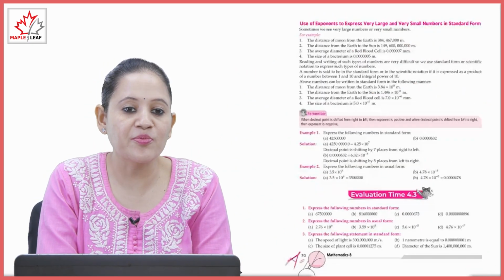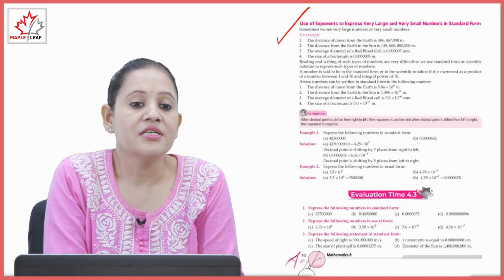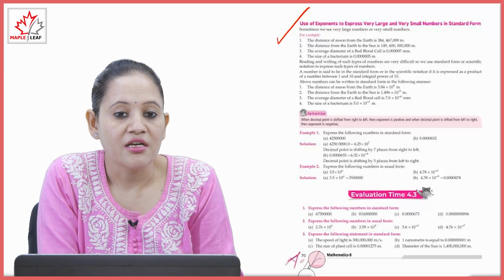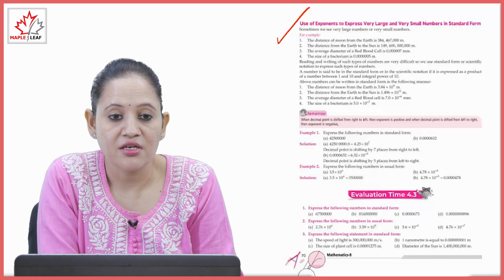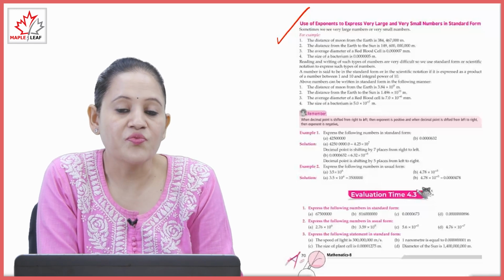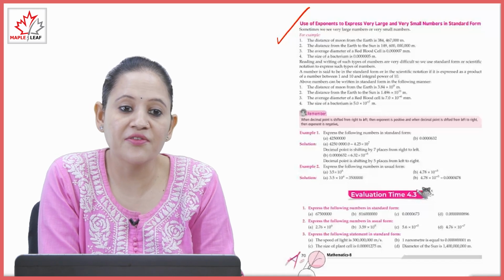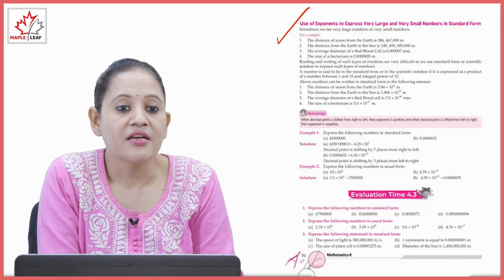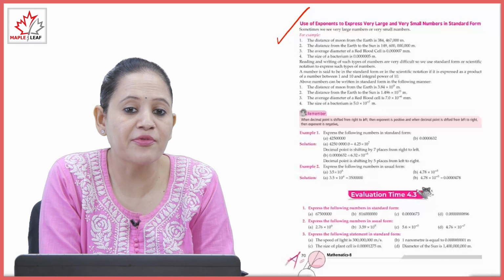नेक्स्ट, यूज ऑफ एक्सपोनेंट टू एक्सप्रेस वेरी लार्ज एंड वेरी स्मॉल नंबर इन स्टैंडर्ड फॉर्म. Sometimes we see very large numbers or very small numbers. For example, the distance of moon from the earth is 384,467,000 meter. So it's a very large number. So it's very difficult to remember these numbers. Clear? The distance from the earth of sun is given here. The average diameter of red blood cells is given here. The size of the bacterium is given here. So reading and writing such type of number is very difficult.